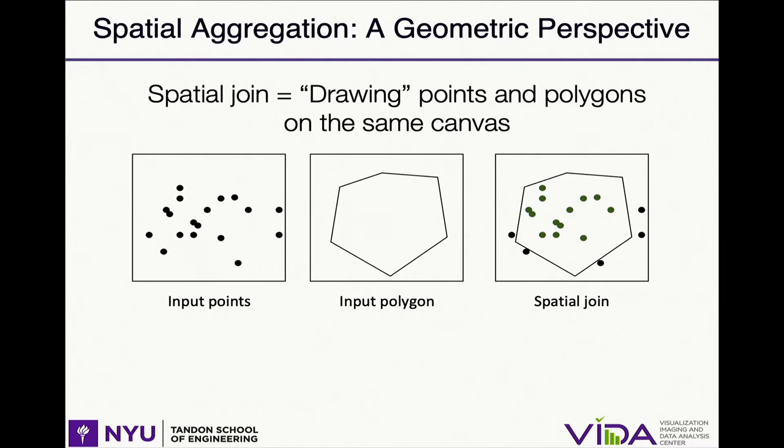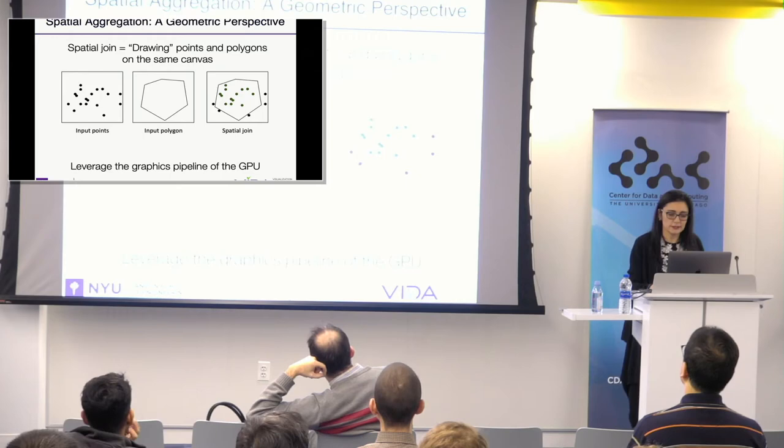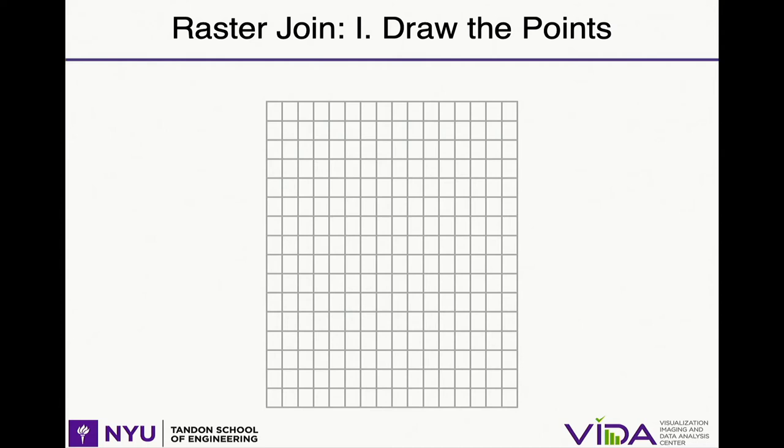But with this simple idea, it maps very well to this new graphics hardware, the graphics processing unit, right? And you're going to see how this works. So the idea is that if I'm trying to do the joins for the taxis, I have my virtual canvas and my graphics processing unit.